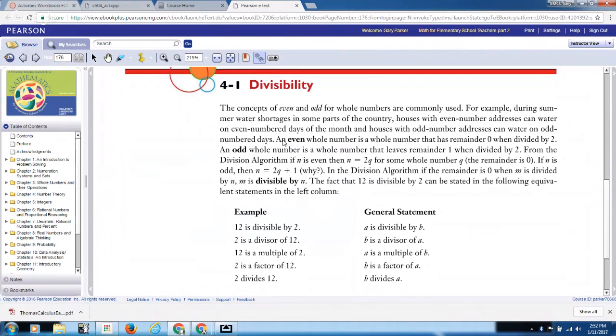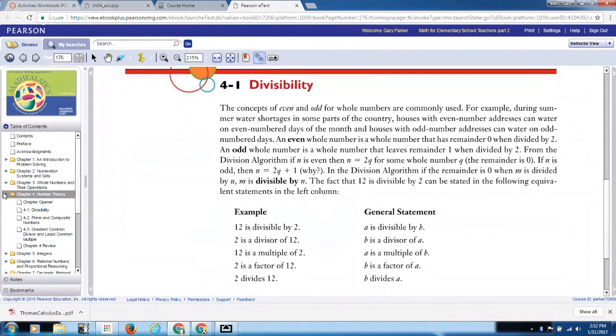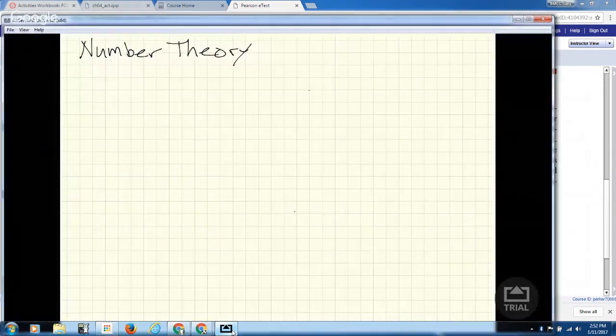We're going to start off with divisibility, and then we're going to jump into primes and composite numbers, greatest common divisors. So I'm going to kind of work backwards on that stuff. So what is number theory? Why do we need it? Well, there's lots of reasons. Number theory is mainly the theory of whole numbers, but it branches into all kinds of other areas.